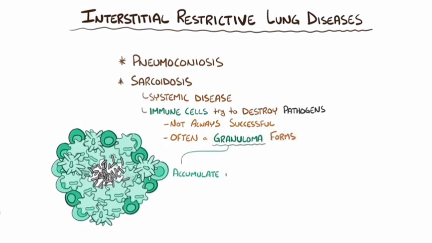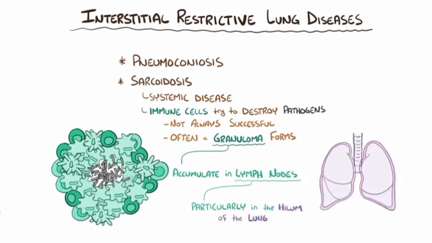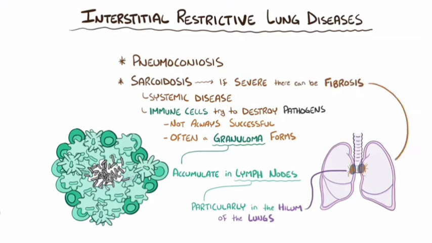These granulomas accumulate in lymph nodes throughout the body, but particularly in the hilum of the lung, or central part of the lung. In severe cases of sarcoidosis, immune cells start releasing pro-inflammatory cytokines that lead to fibrosis.